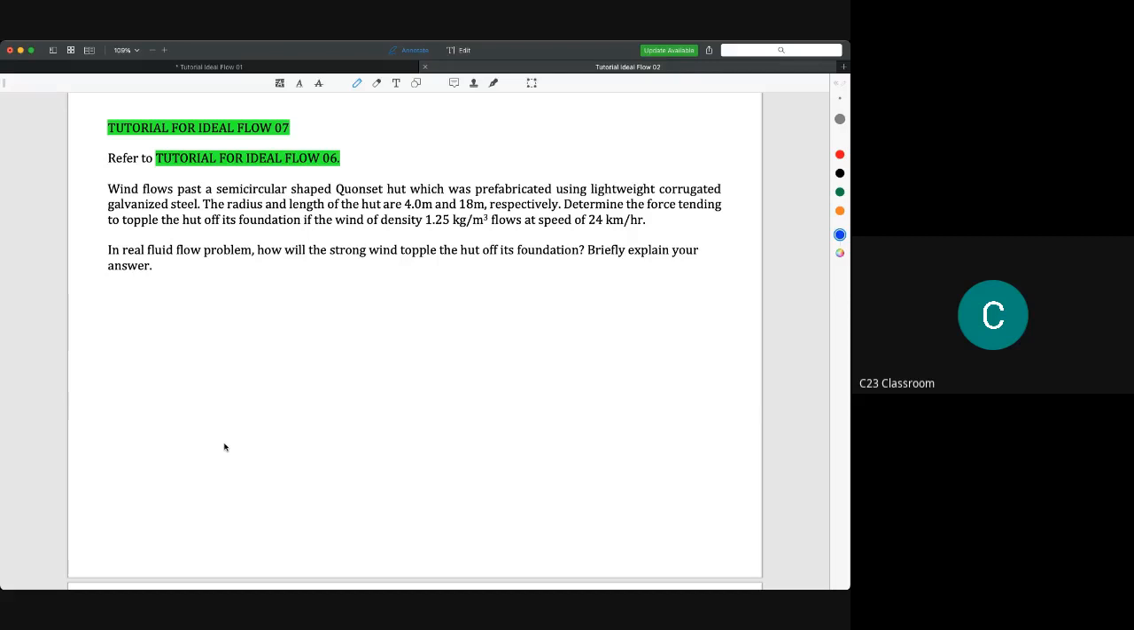In a real fluid flow problem, how will the strong wind topple the hut off its foundation? Briefly explain your answer. So here the concept hut is actually the semicircular hut like this one. Okay, so in this situation, we know that the R here is equal to 4, and the length here is 18 meters.